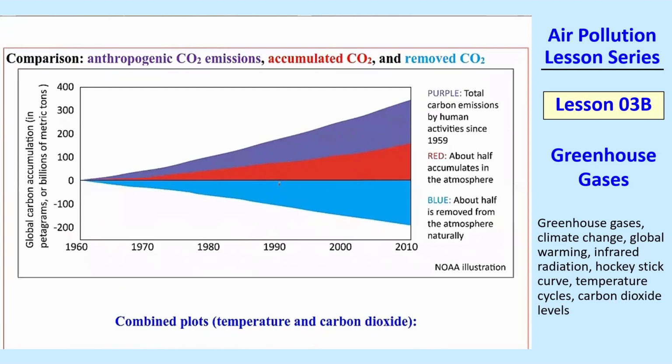Here's another interesting plot. We've learned the word anthropogenic, meaning human caused. So if you compare anthropogenic CO2 emissions, accumulated CO2, and removed CO2, the purple here shows the total emissions by human activity. So this is your anthropogenic, and that has increased significantly since 1960. These are all based on a zero at 1960. The red, about half of that, accumulates in the atmosphere. And the rest of it, about half, is removed from the atmosphere naturally. So not all of the CO2 that we put in the atmosphere stays in the atmosphere. It gets absorbed into plants and the sea and other things. But that's an interesting plot.